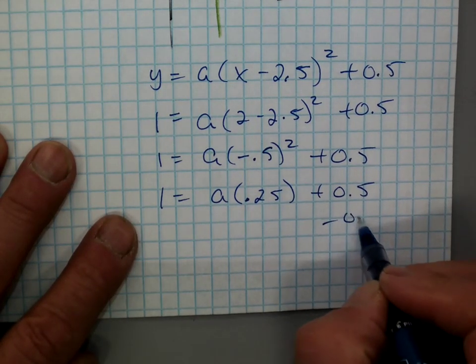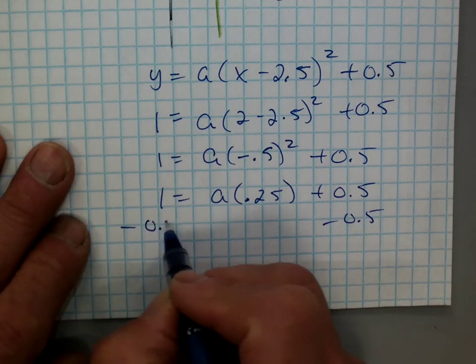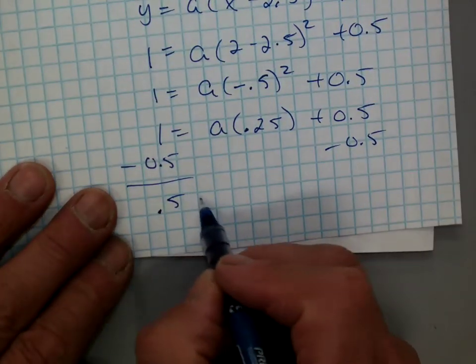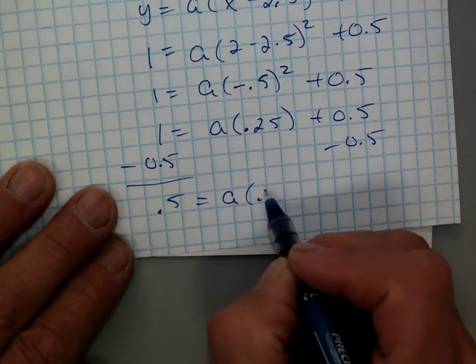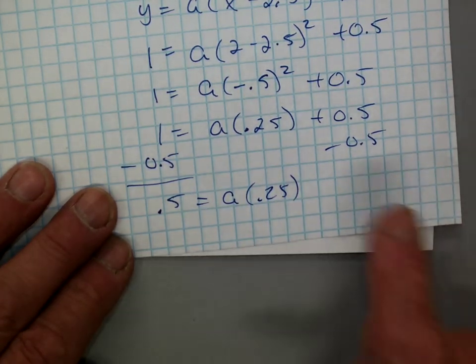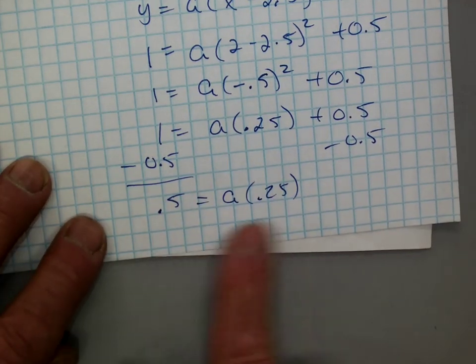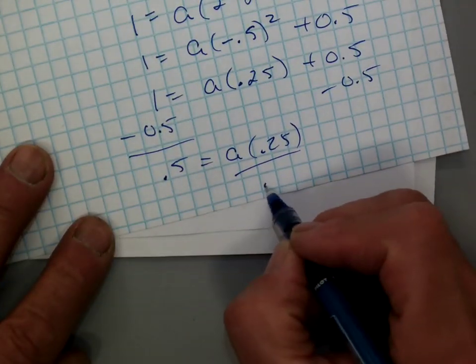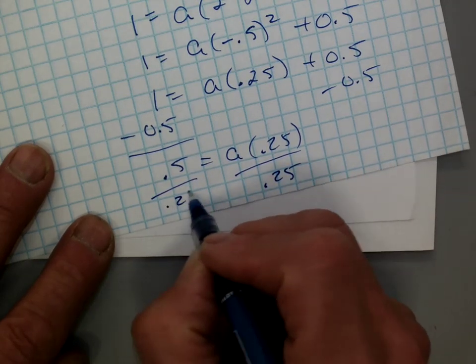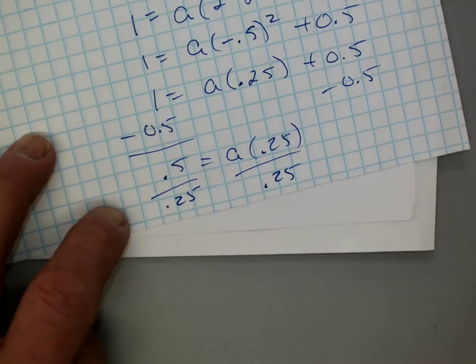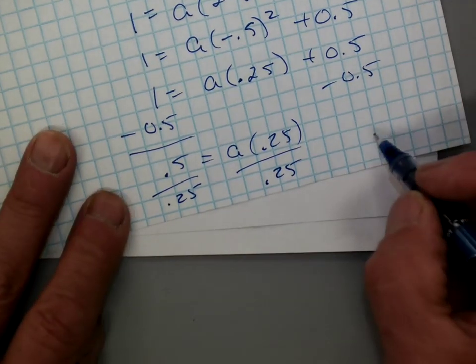Minus 0.5 on both sides, I'm going to get 0.5 equals a times 0.25. Just subtract, right? And now let's just divide by 0.25. 0.5 divided by 0.25 should be 2. It is 2. So a equals 2.